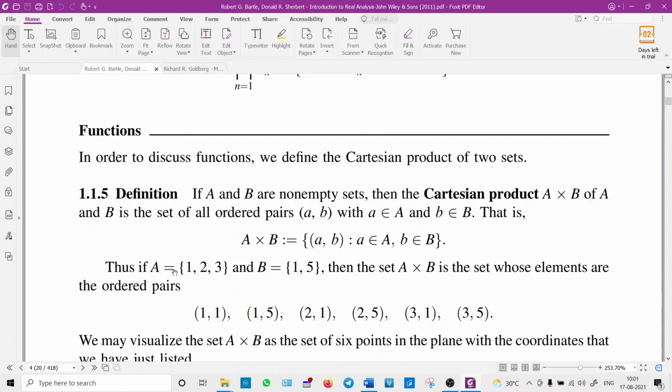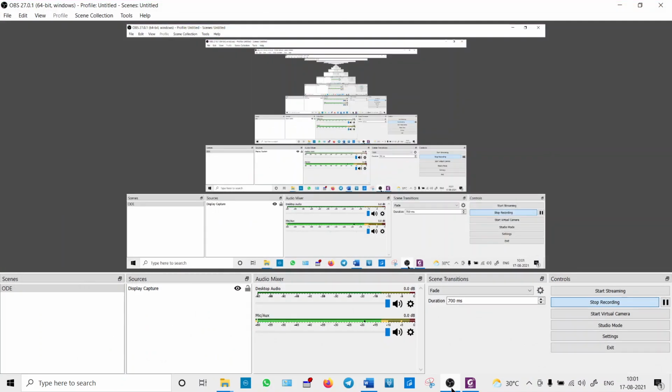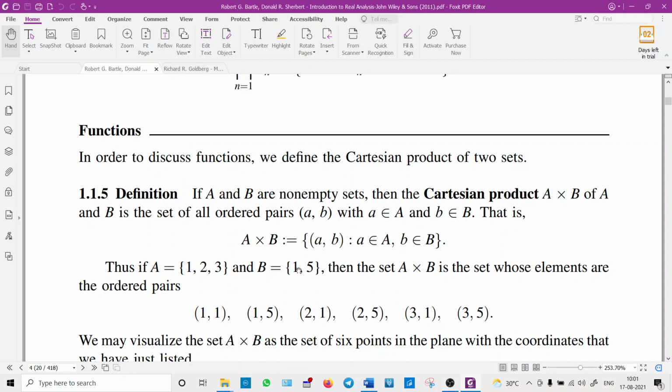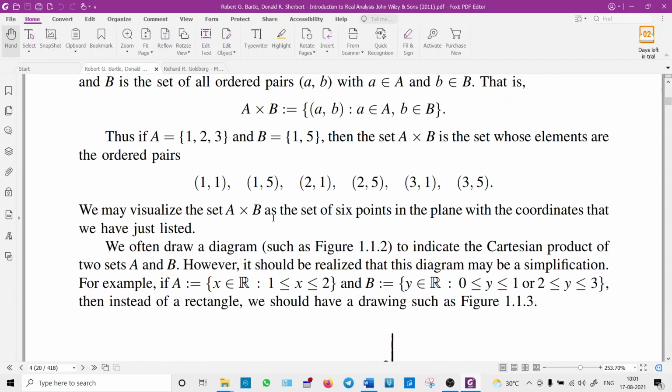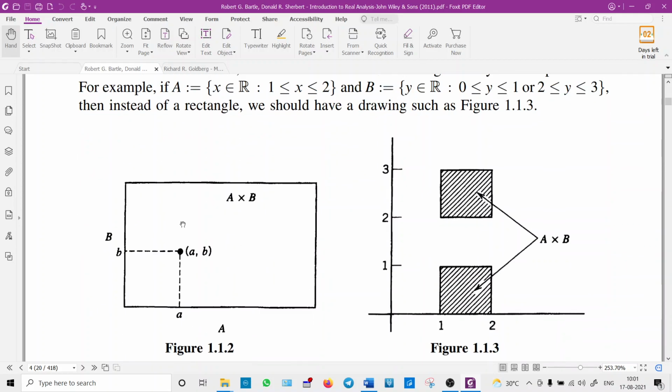What is the meaning of Cartesian product of two sets? You can see here the Cartesian product of two sets is the set of all ordered pairs with a belonging to A and b belonging to, sorry, the other set B. Okay. Now this is a simple example, the same as whatever I told. They have taken two sets A and B containing only real numbers. So now you see this example.